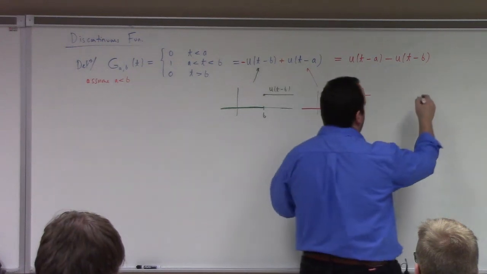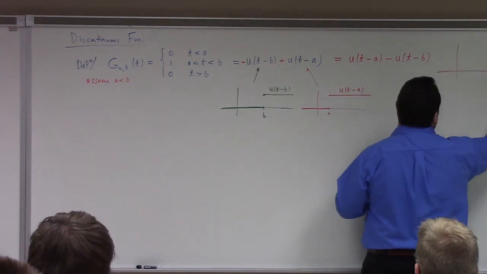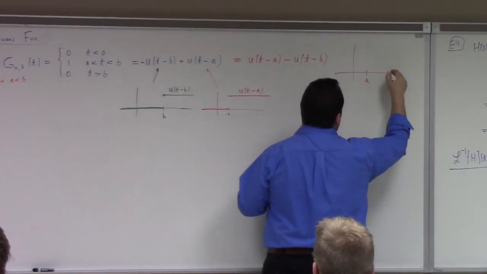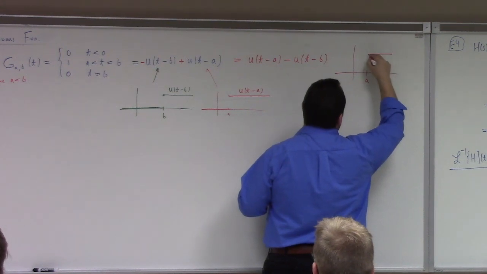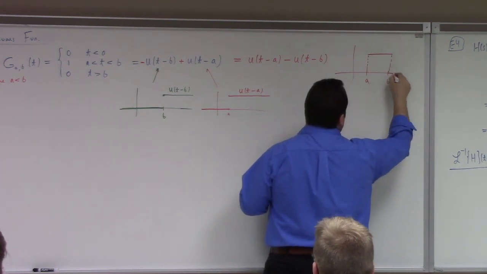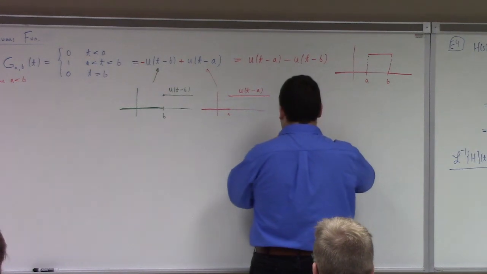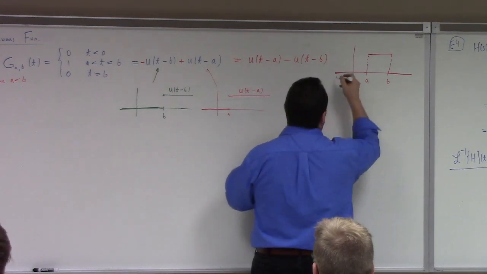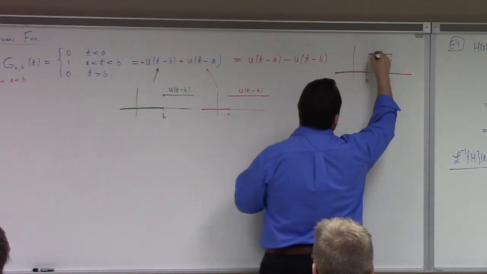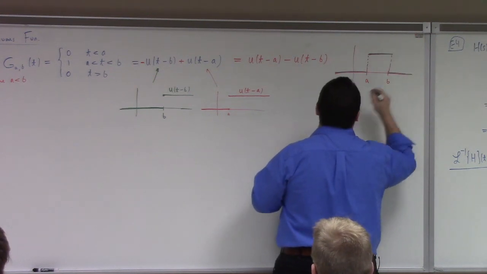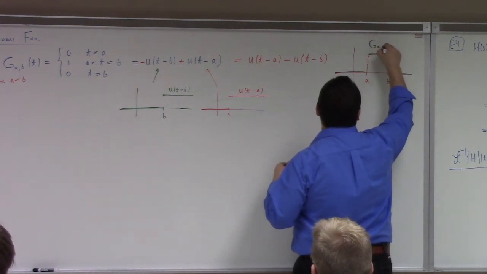So again, the graph of what we're interested in is just like a pulse. It's 1 here. It's 0 elsewhere. Let me graph it in black so you can see the difference, or green. There we go. Right, this is the graph of g of a comma b.